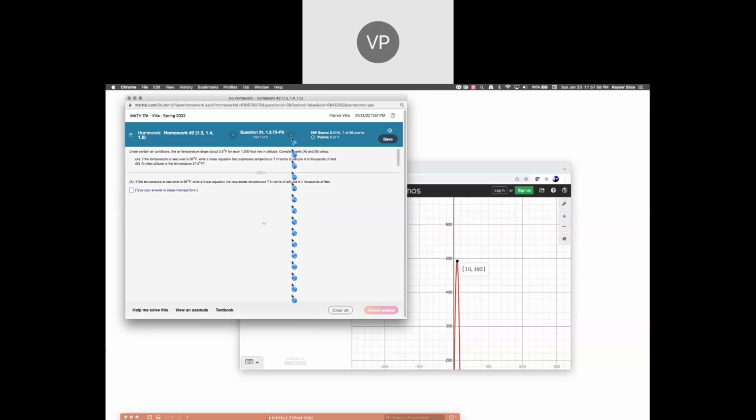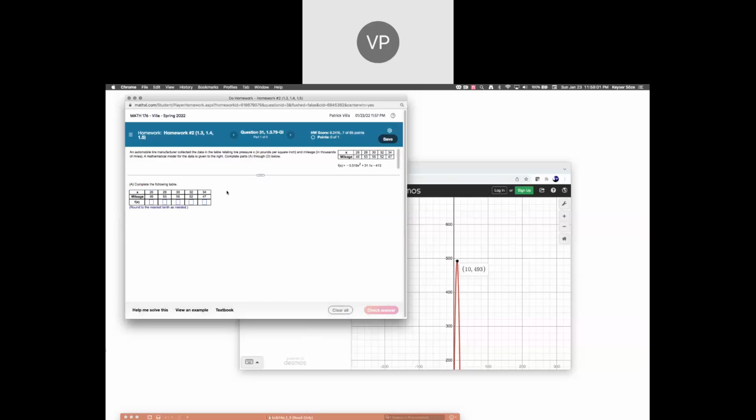Okay, let's do one more here. Now this one's a little more unique. Make sure we can get the table right here. Automobile tire manufacturer, click the data in the table, and here's the equation. Mathematical models given, complete A through D. So complete the following table. They want you to plug this into the function, okay? So I'll let you work on this one. I don't need to show all of this, but basically, I'll do the first one. We have this right here.